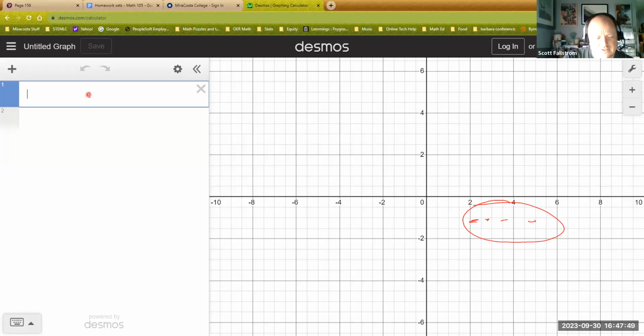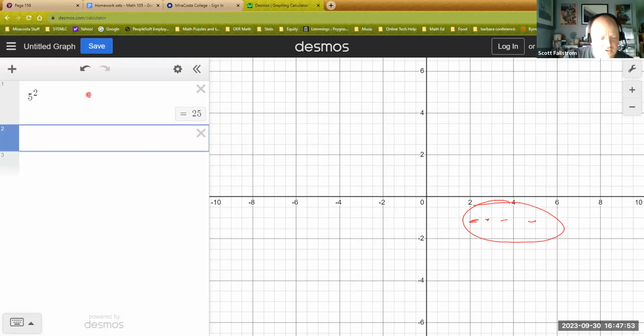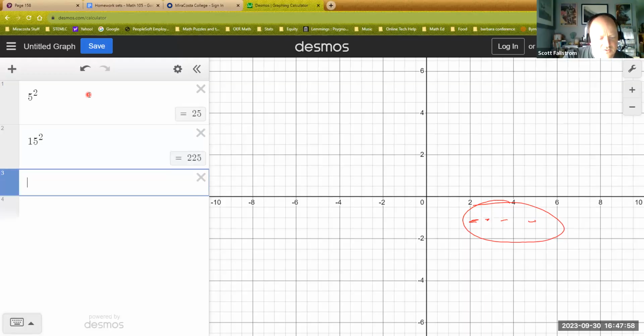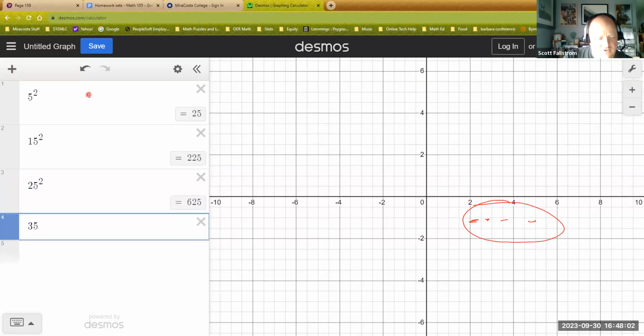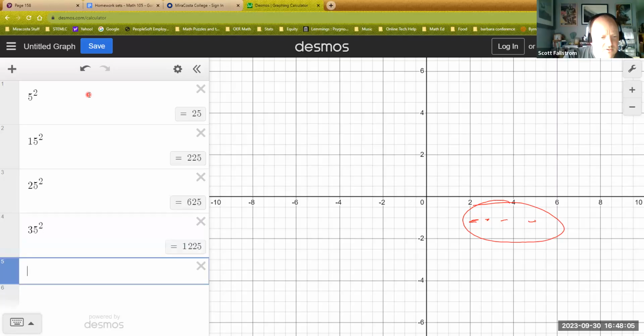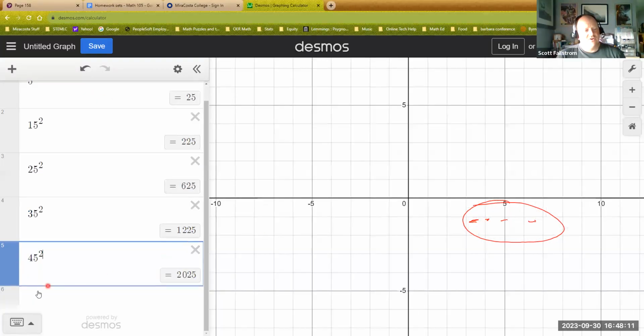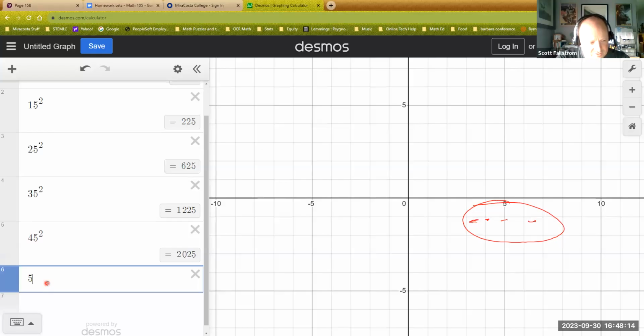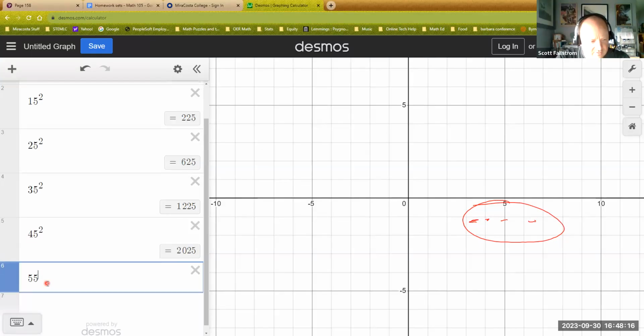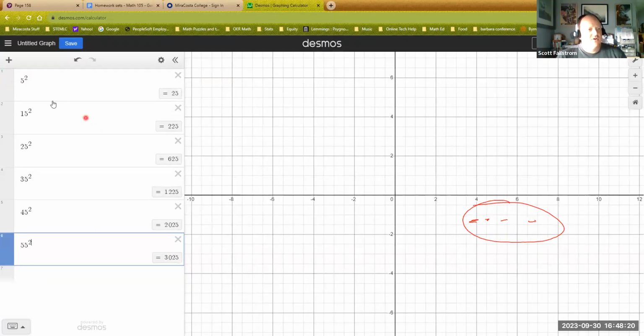Okay, so let's start small. Let's go 5 squared. Okay, I'll go 15 squared. I'll go 25 squared. I'll go 35 squared. I'll go 45 squared. Okay. And the goal is that you start looking and seeing a type of pattern here. 55 squared. Let me zoom back a little bit here so we can see it all.